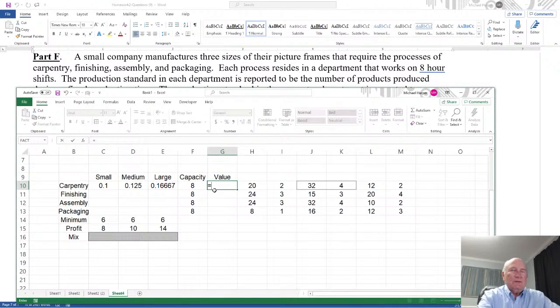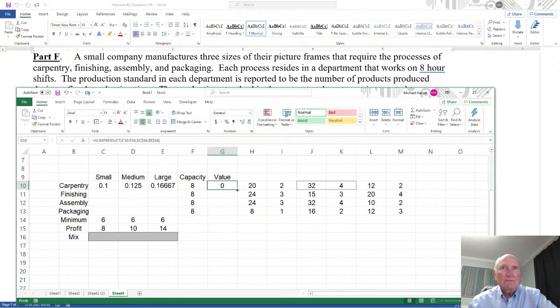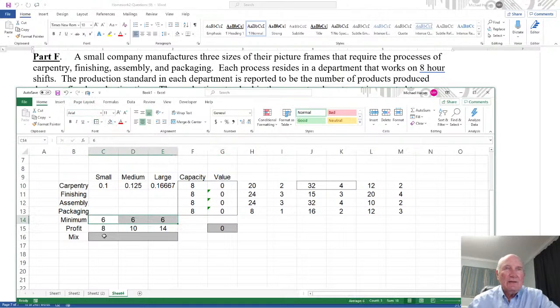This will equal the sum product of these coefficients times my mix, F4 to freeze, and copy this down all the way to here. But I don't need this. And this is going to be my objective function. Here are my constraints right here. That's a constraint. And there's my mix. By the way, to get these in here, you just copy these down, and it'll do it for you.